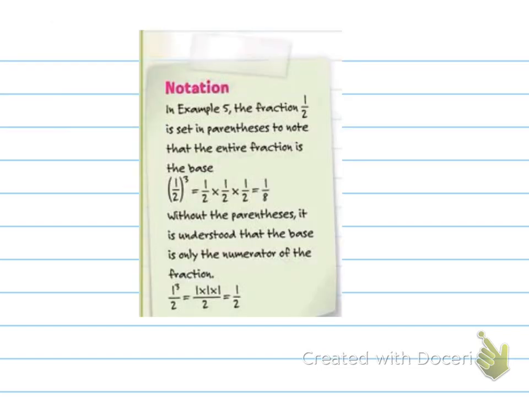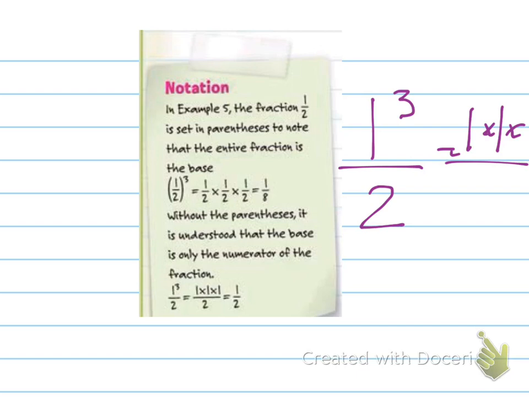I like this little note. It says in example 5, the fraction 1/2 is set in parentheses to note that the entire fraction is the base, not just the 1 and not just the 2, but 1/2 to the third power. It says without the parentheses, it was understood that the base is only the numerator of the fraction. So if it was 1 to the third power over 2, then it's not 1/2 to the third power, it's just 1 to the third power over 2. So that'd be like saying 1 times 1 times 1 over 2, which would still just be 1/2. Not the same answer, okay?